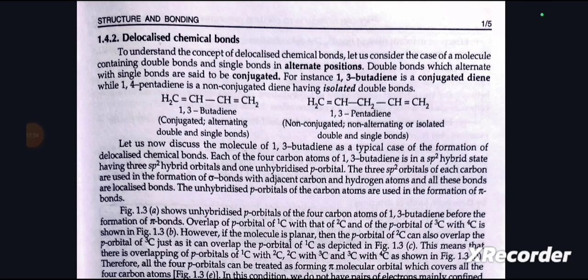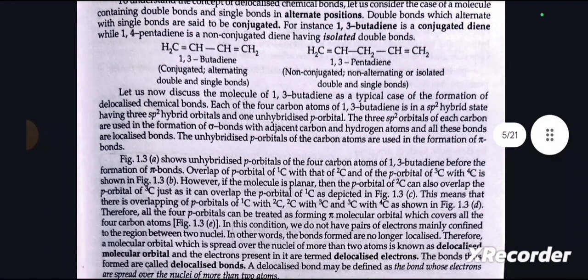CH2=CH-CH=CH2, 1,3-butadiene: conjugated, alternating double and single bonds. CH2=CH-CH2-CH=CH2, 1,4-pentadiene: non-conjugated, non-alternating or isolated double and single bonds. Let us now discuss the molecule of 1,3-butadiene as a typical case of the formation of delocalized chemical bonds. Each of the 4 carbon atoms of 1,3-butadiene is in an sp2 hybridized state, having 3 sp2 hybridized orbitals and 1 unhybridized p orbital.